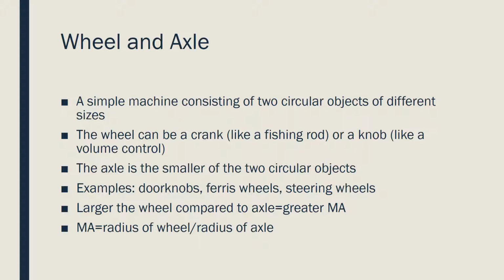I just had a couple of examples that aren't as easy to think about. So things like doorknobs, those are wheel and axles. Ferris wheels are wheel and axles. Steering wheels are wheels and axles. So they're all considered wheel and axle. With wheels and axles, the larger the wheel compared to the axle, the greater the mechanical advantage. So we take the radius of the wheel divided by the radius of the axle to find its advantage. The bigger the wheel is compared to its axle, the less work you have to do.